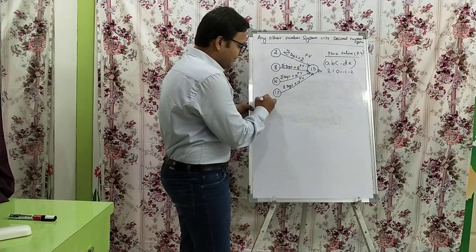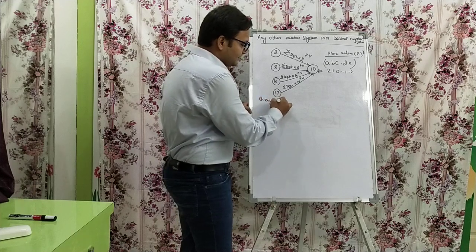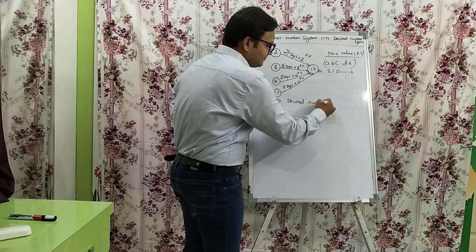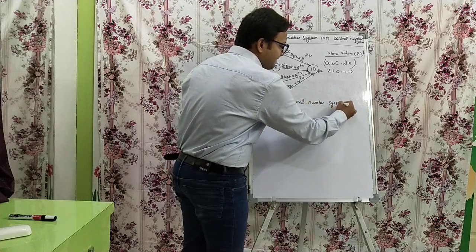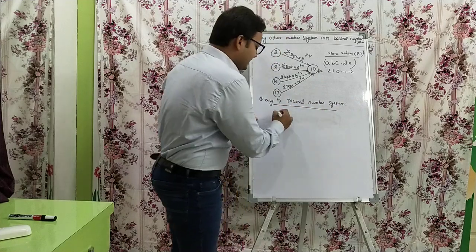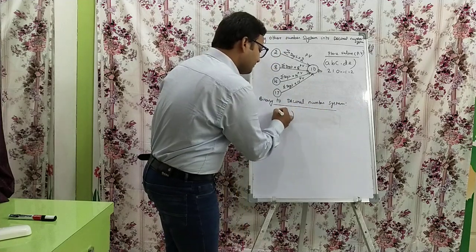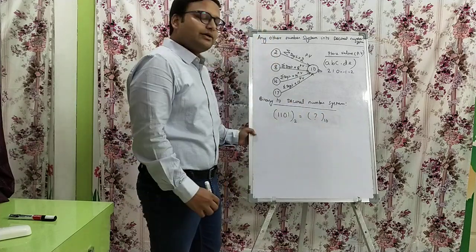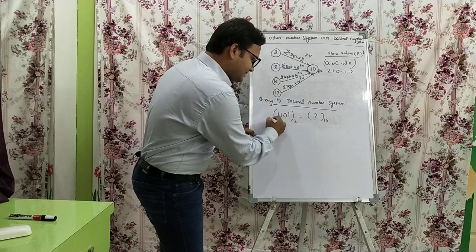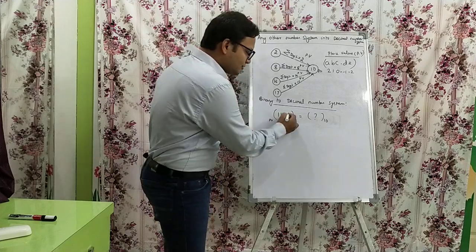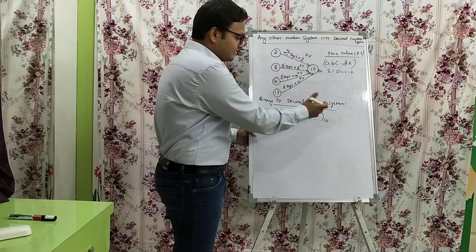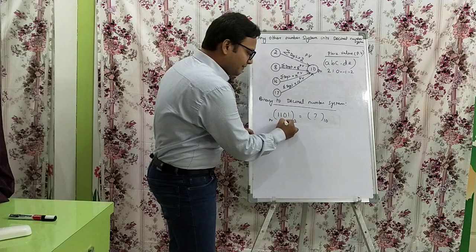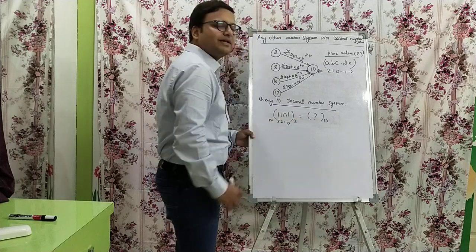Let's say we convert binary to decimal number system. Let's say the binary number given is 1101 base 2, and you need to convert it into the decimal number system. First, take the place values. There is no dot, no fraction, so obviously the place value starts from the left side as 0, 1, 2, 3. These are my place values.